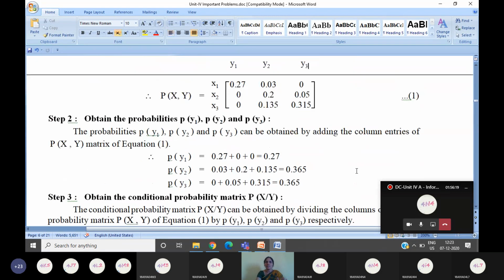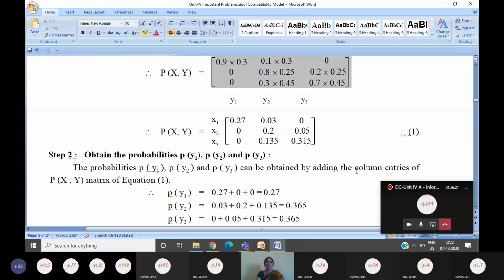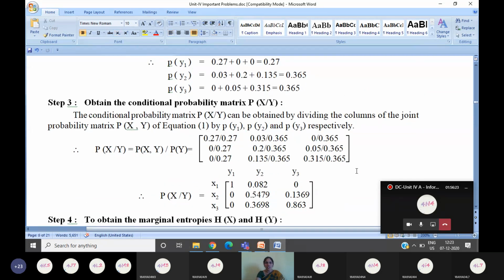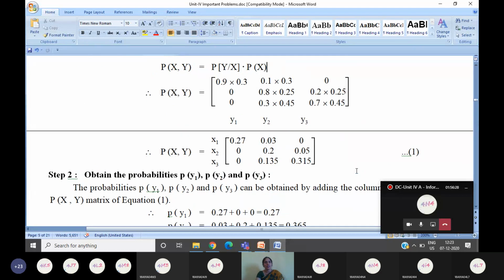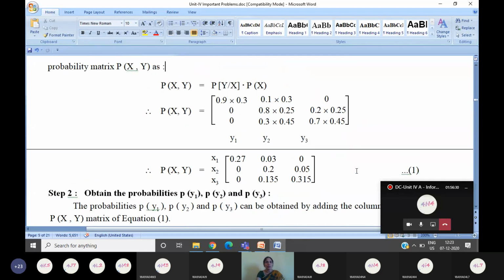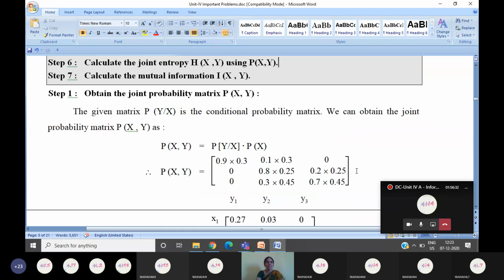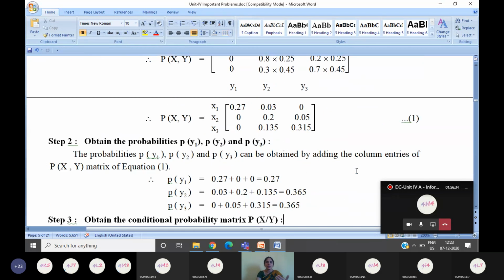So finally we obtained 5 different kinds of probability matrices: 2 marginal probabilities, 2 conditional probability matrices and the joint probability matrix. So 5 probability matrices are obtained. I think now you can solve the corresponding entropies.